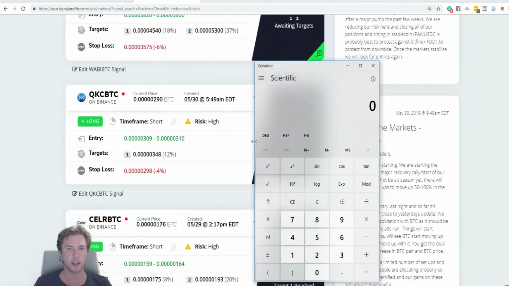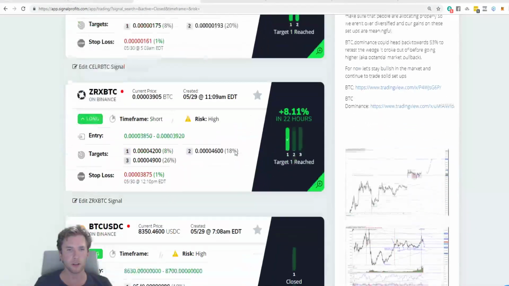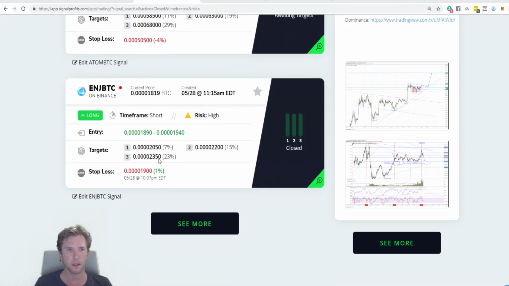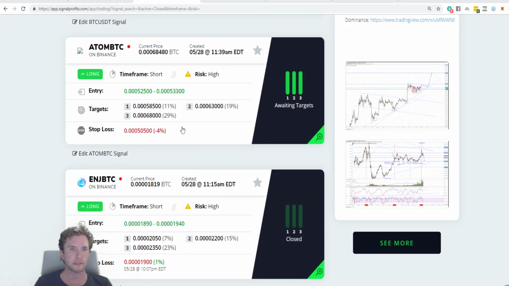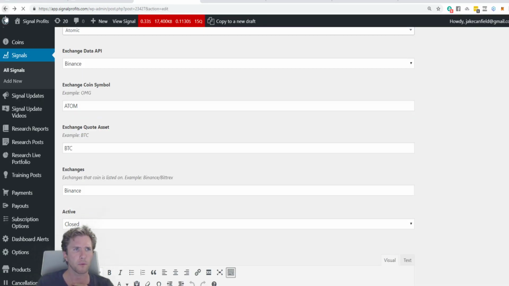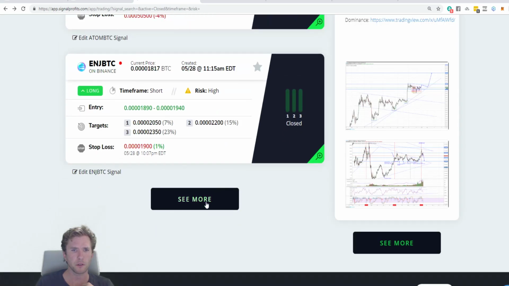Now on a trade like, let's go down, let's see. Should have kept Atom open. Why did I close this? Let me see who closed this. Okay, oops. Okay, so let's keep going down.